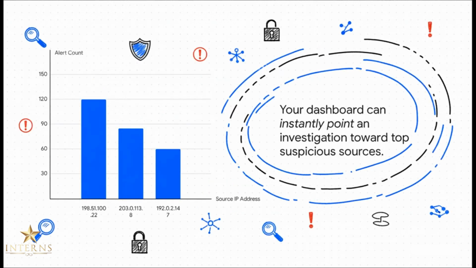And your dashboard can do more, like highlight key indicators of compromise. A simple chart like this one, showing the top sources of suspicious activity, can instantly point an investigation in the right direction. This isn't just data anymore. It's a starting point for action.